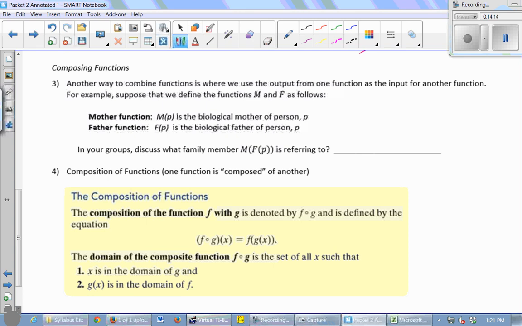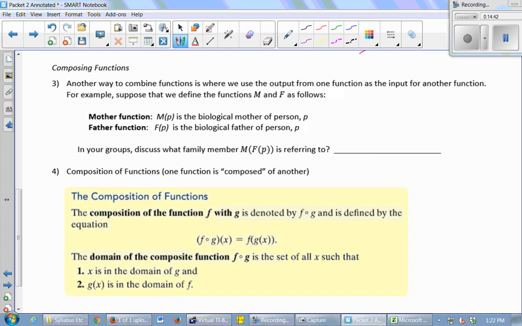Now we have one more way, a new way of combining functions. It's when we use the output of one function as the input for another function. So for example, let's say we have a function we call the mother function, m of p, which means the biological mother of person p. And we have a father function, f of p, the biological father of person p.